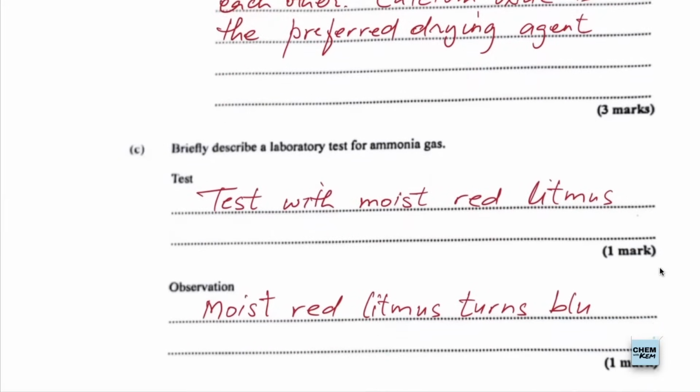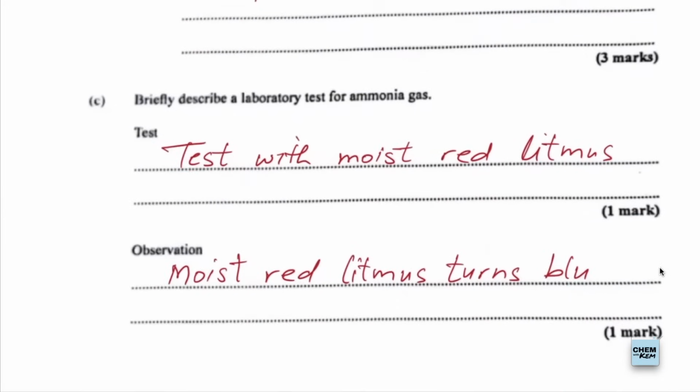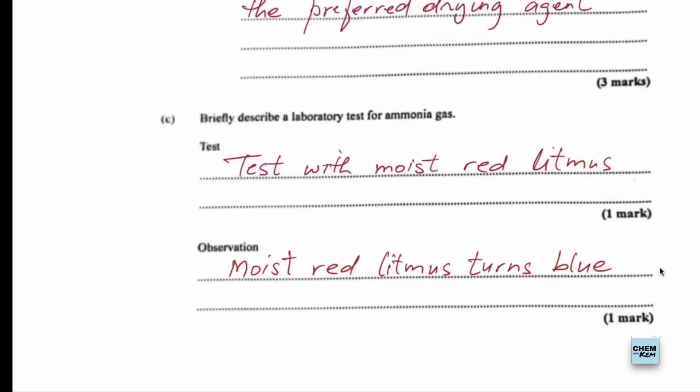And the laboratory test for ammonia is with moist red litmus, and it would turn the moist red litmus blue. We could also dip a glass rod in concentrated hydrochloric acid and put that in the presence of the gas that we're testing to see if it's ammonia. And if we get dense white fumes being formed, then we'd know that ammonia is present because it reacts with HCl to form ammonium chloride.